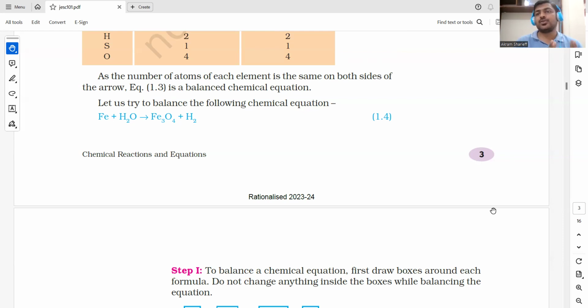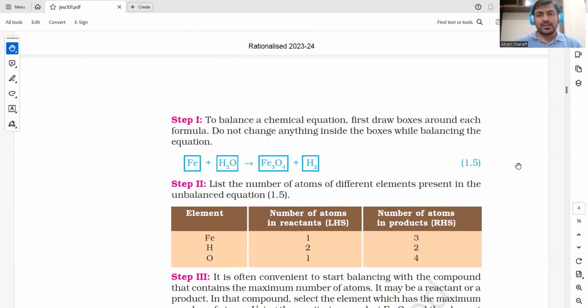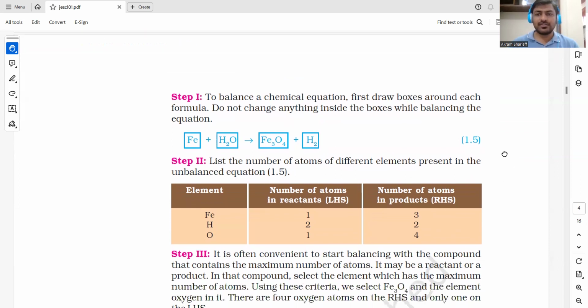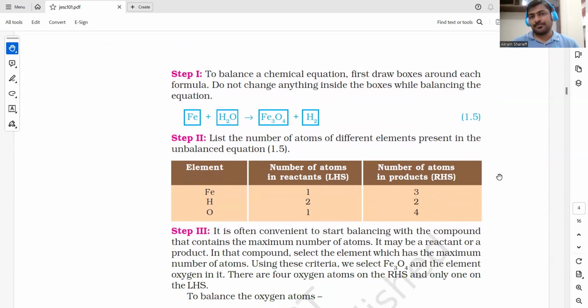So what are the steps we need to know when we are balancing a chemical equation? We'll go through that. So step 1, to balance a chemical equation, first draw boxes around each formula. Okay. Do not change anything inside the box while balancing the equation. So we have drawn boxes as you can see from the equation 1.5. Next step, list the number of atoms of different elements present in the unbalanced equation. Iron, how many atoms are there? 1 atom. We have listed it in the LHS. In the RHS, iron is having 3 atoms. So we have written 3 in the first row.